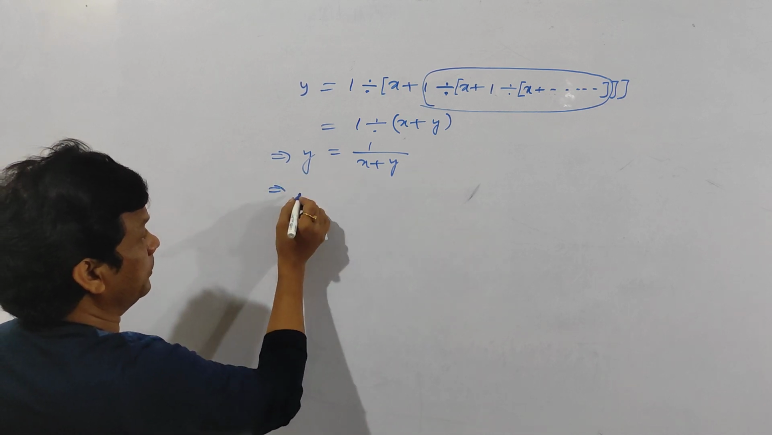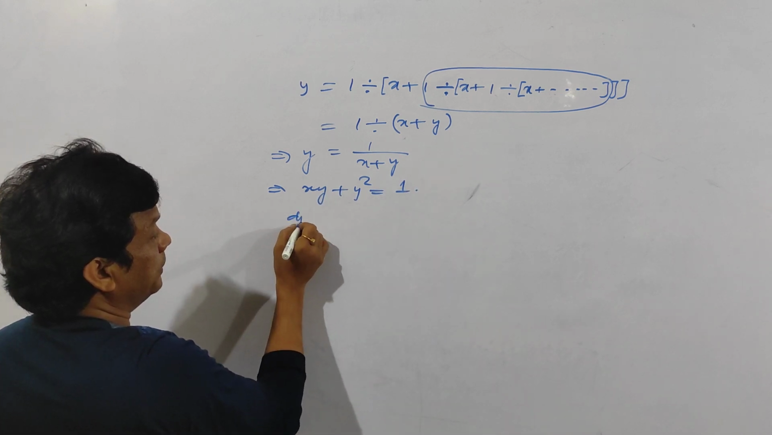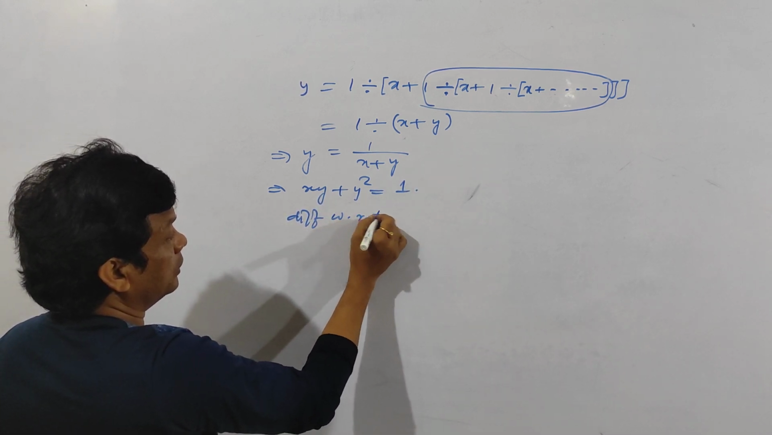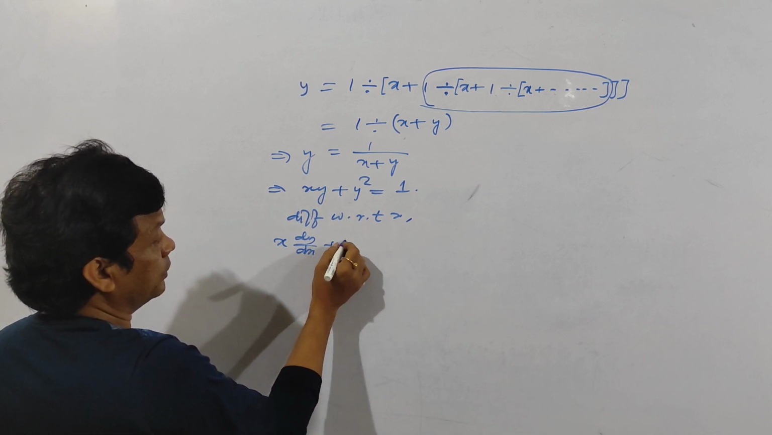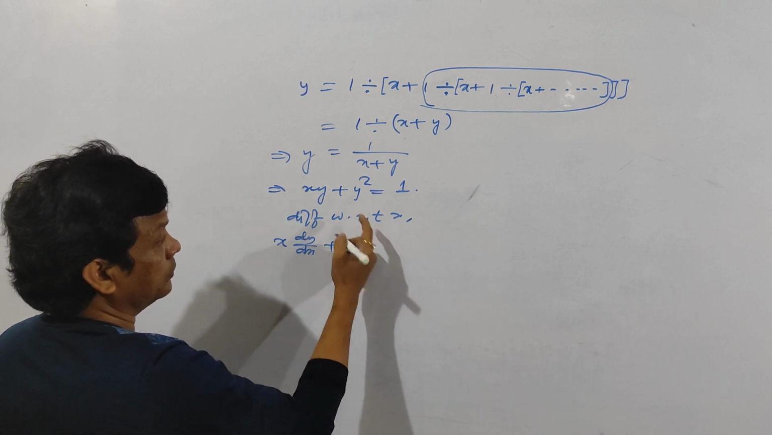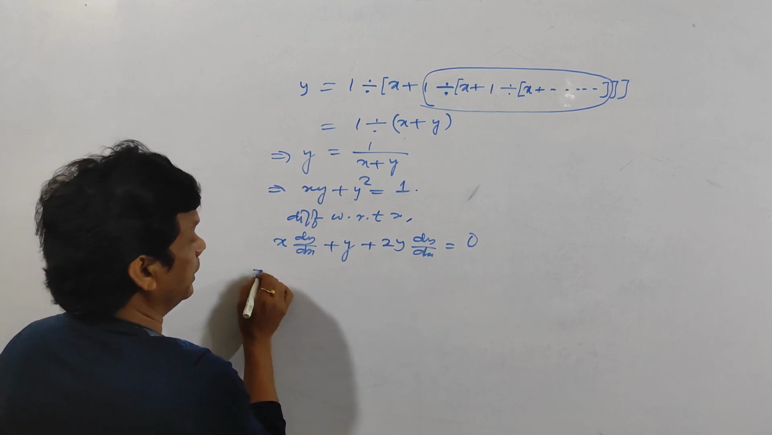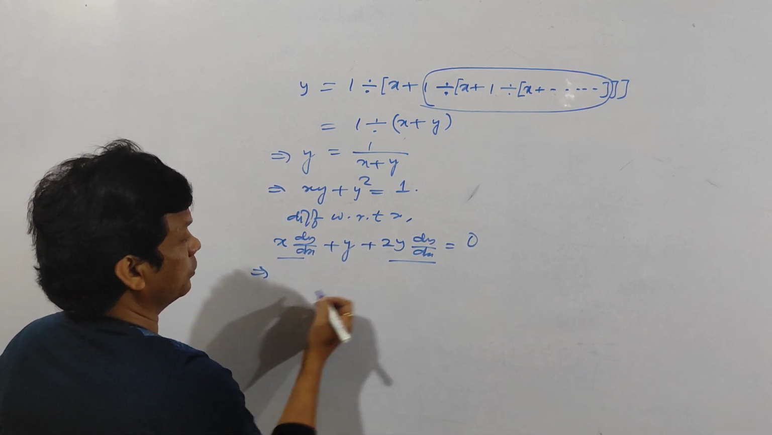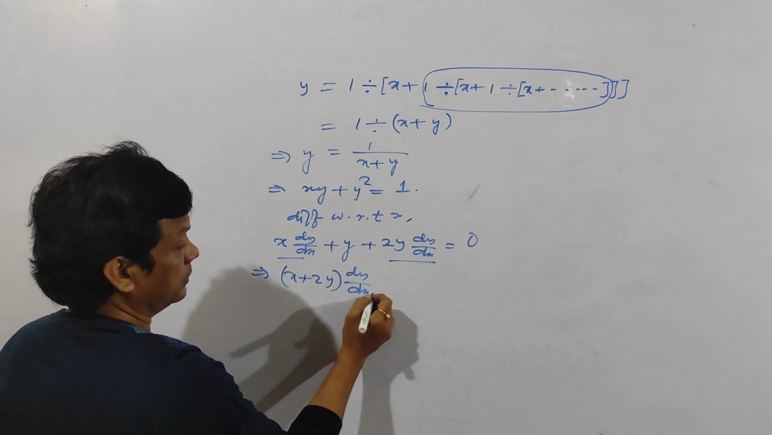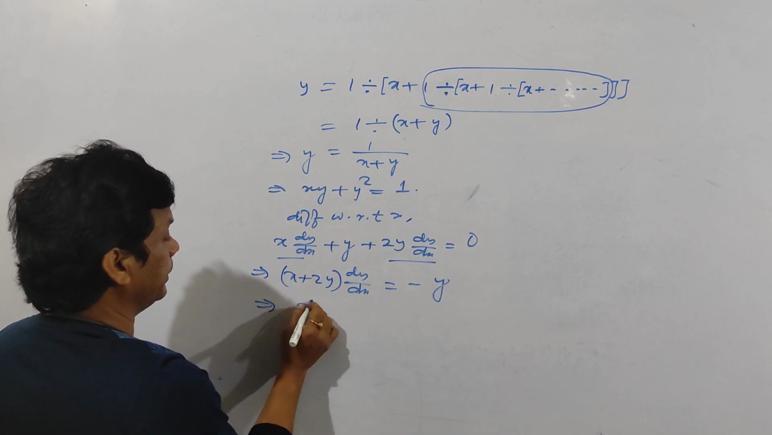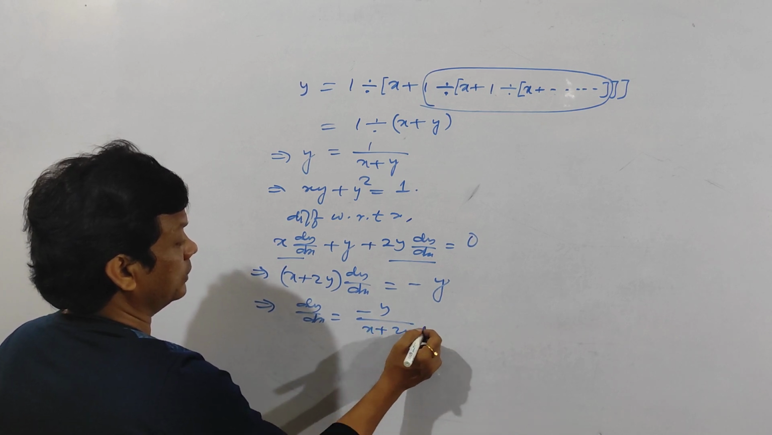So simply cross multiply. It is xy plus y square equal to 1. Now differentiate again with respect to x, apply the product rule. X into dy by dx plus y into derivative of x, which is 1. So derivative of y square is 2y dy by dx, is equal to 0. Derivative of 1 is 0. So take common from these two, dy by dx. It will remain (x plus 2y) into dy by dx is equal to minus y. So what is dy by dx? Minus y by (x plus 2y). So this is the answer.